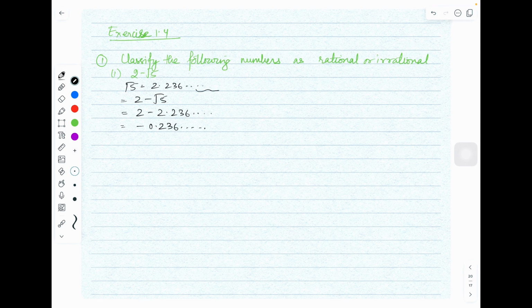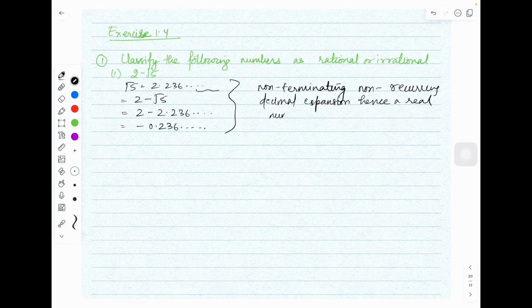See, root 5 was a non-terminating, non-recurring decimal expansion, hence a real number. Understood? See, root 5 is this. We are subtracting 2 from it. So we are getting this decimal expansion that is also non-terminating and non-recurring. This is one method. But you should know the value of root 5.